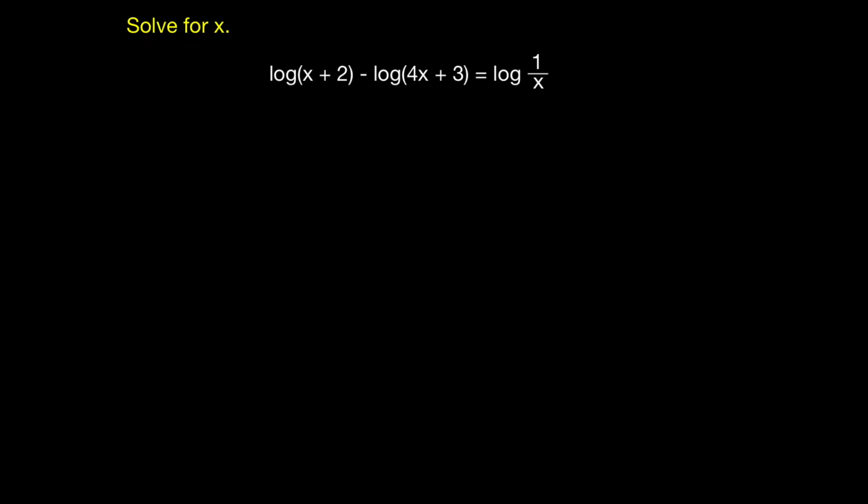Solve for x. Here I have log of x plus 2 minus log of 4x plus 3 equal to the log of 1 over x. What I notice is that on the left-hand side of this equation, I can rewrite this difference. If we have the difference of logarithms, as long as they have the same base, I can rewrite it as the ratio of the arguments. So here, I can rewrite the left-hand side as log of x plus 2 over 4x plus 3.